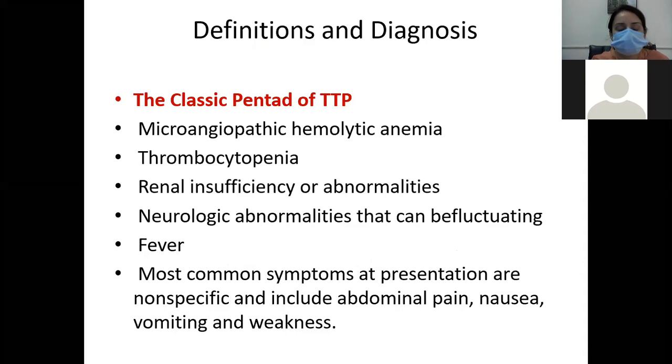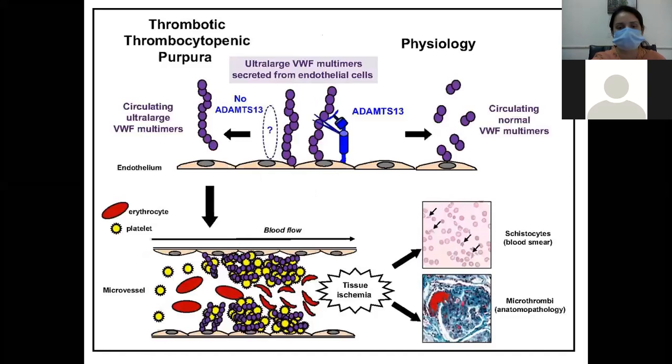So how will you diagnose a case of TTP? So there's a classic pentad of TTP. A pentad means there are 5 things that will be found in this TTP patient. Number 1, there will be microangiopathic hemolytic anemia, the second will be thrombocytopenia, and the third is renal insufficiency or abnormalities, and there can be neurological abnormalities and fluctuating fever. And the most common symptoms at presentation are non-specific and include abdominal pain, nausea, vomiting, and weakness.